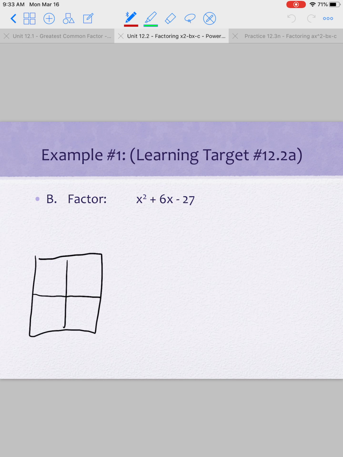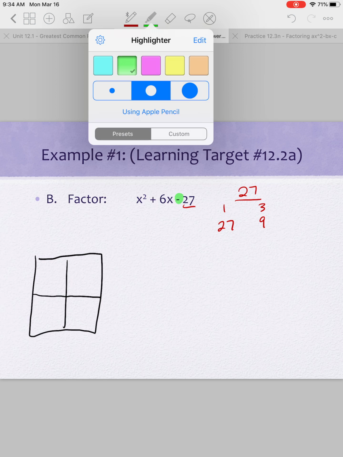So let's do another example. I already have my box drawn here, but let's find the factors of 27. That's 1 and 27. And 3 and 9. Those are the only factors of 27. I'll then look at my rules. This is a negative. It's a negative C term, so they're going to be different signs.